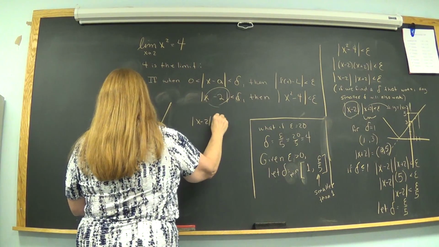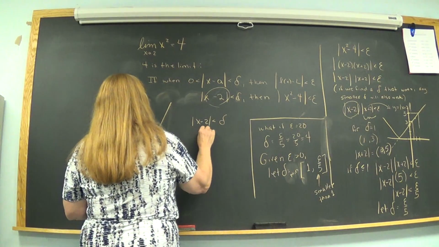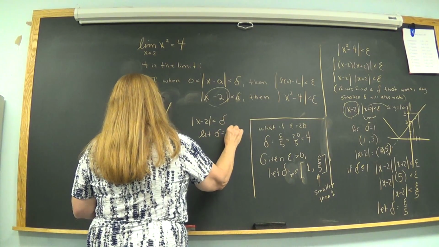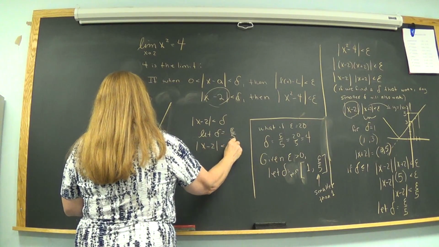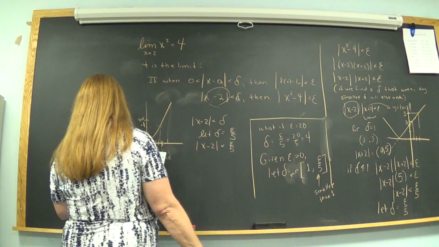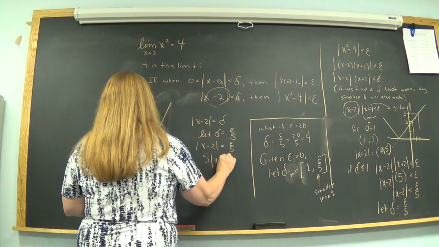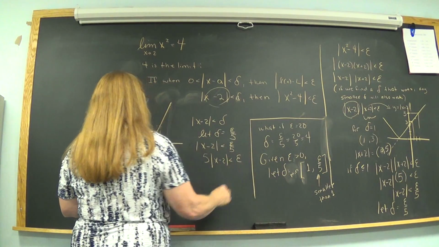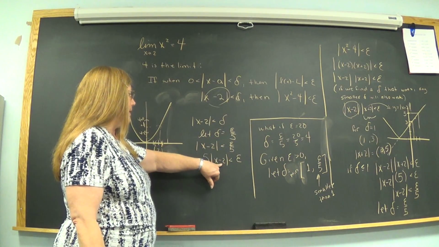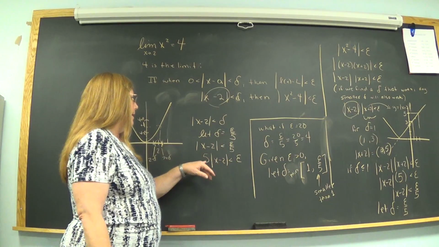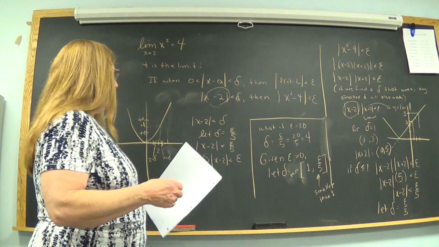4 is the limit. So I'm going to say the absolute value of x minus 2 is less than delta. I'm going to say let delta equal epsilon over 5. So then I get the absolute value of x minus 2 is less than epsilon over 5. And I'm going to multiply both sides by 5. But this 5 is nice because I know that this expression, 5 times this expression, is less than epsilon. But I also know this expression, x plus 2, will never be greater than 5.